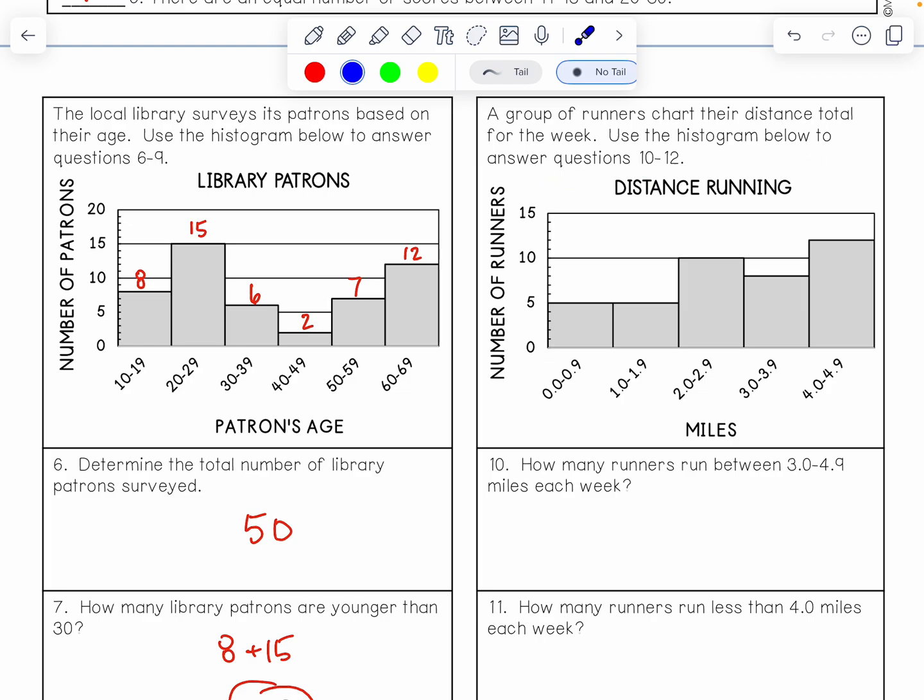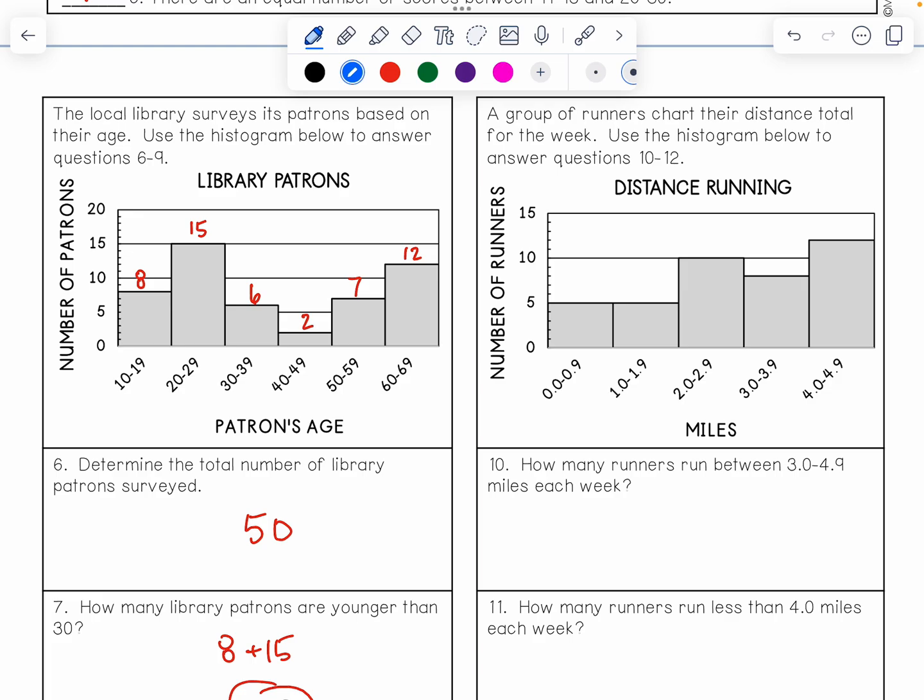So it looks like all these number of runners compared to the number of miles they run. How many of them ran less than a mile versus between 1 and 1.9 miles. And then the highest is like 4 to 4.9 miles. So how many runners run between 3 and 4.9 miles each week? You know what? Before I even answer these questions, I'm going to figure out how many runners were just in the survey.